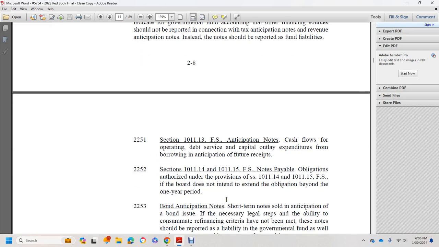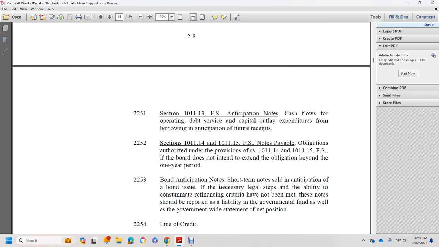2252, section 1011.14 and 1011.15 Florida statute, notes payable, the obligation of the authorized provisions 1011.14 and 1011.15 Florida statute, if the board does not intend to extend the obligation beyond 1 year.